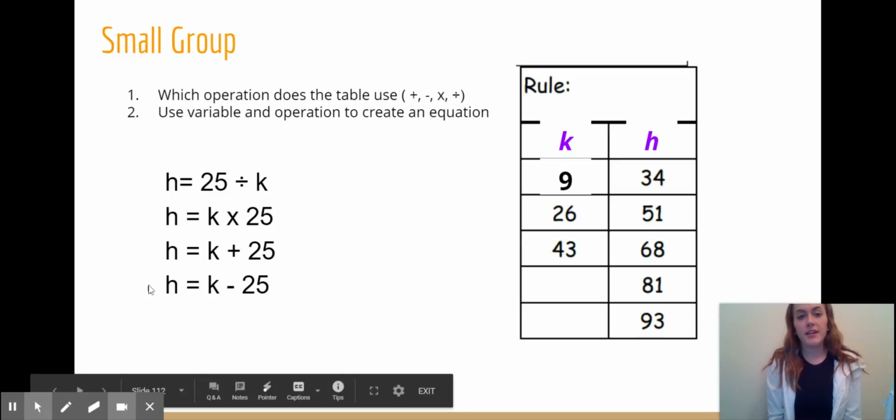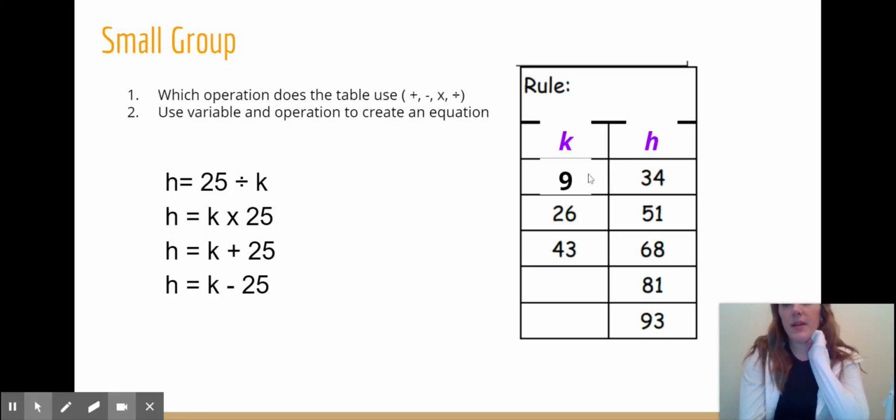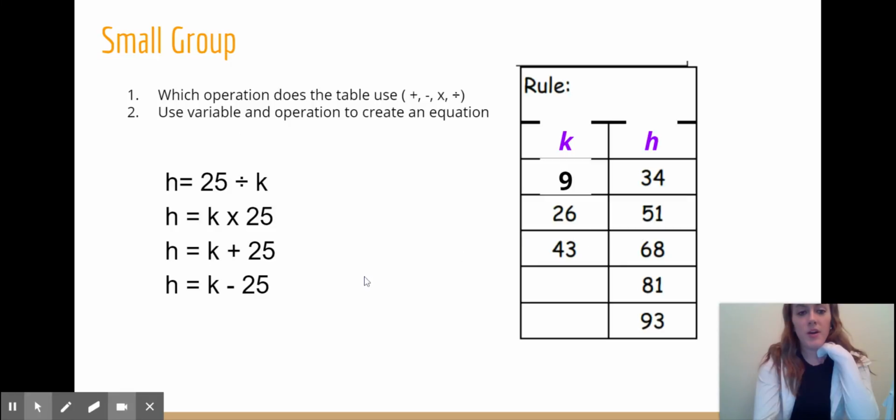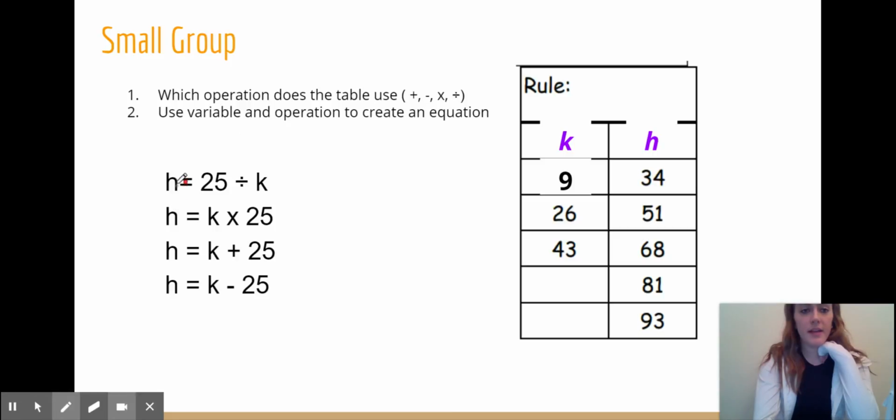So it wants us to find an operation, a rule that works with this table. So I have two variables here. I have K on the left and H on the right. So I first check to see, are my numbers getting bigger from left to right, or are they getting smaller? And they are in fact getting bigger. So what do we know when the numbers get bigger? We're either adding or multiplying. So that means that I can completely cross out my division and my subtraction. Those will not be rules that work. So we're going to look at these other rules.